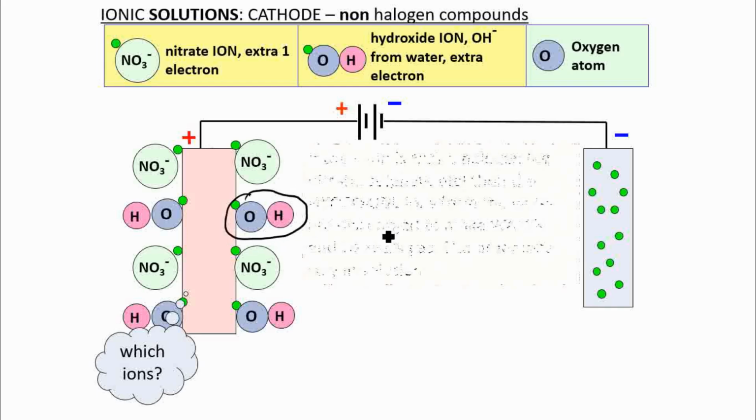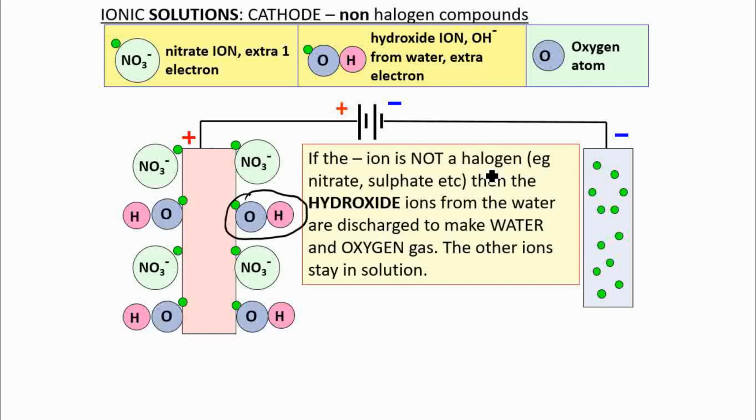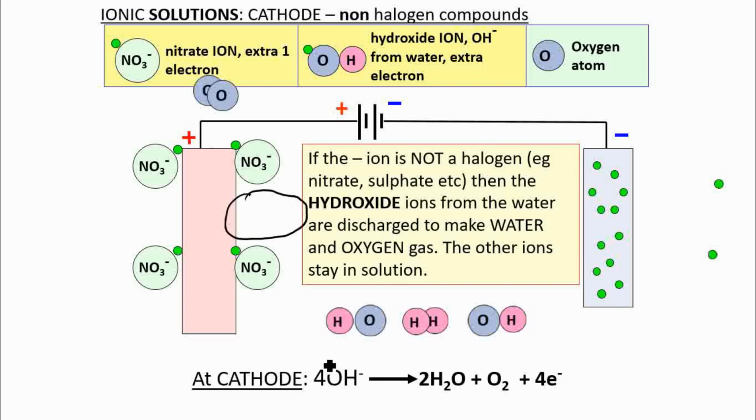That's just a rule that you need to know. So if it's not the halogen, it's going to be the hydroxide, and this is the equation formed at the cathode. The hydroxide will change into water and oxygen gas, and you will lose your 4 electrons. That's just a rule that you need to know.